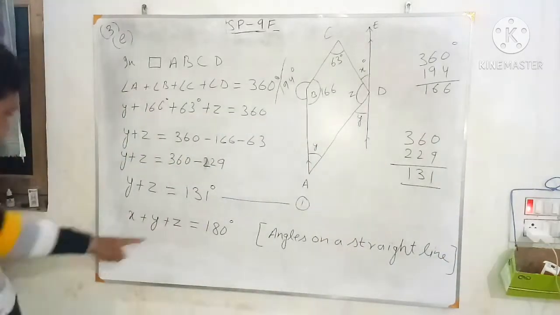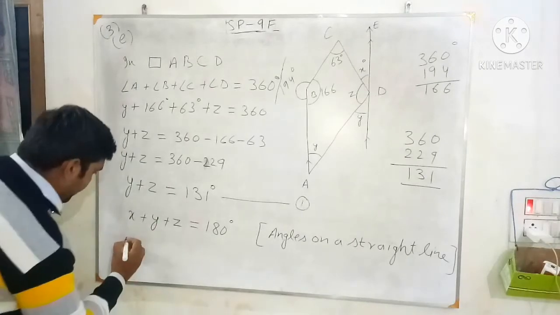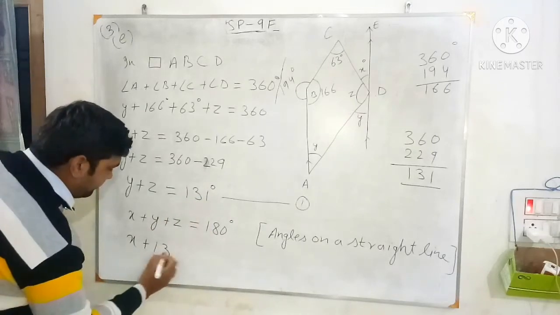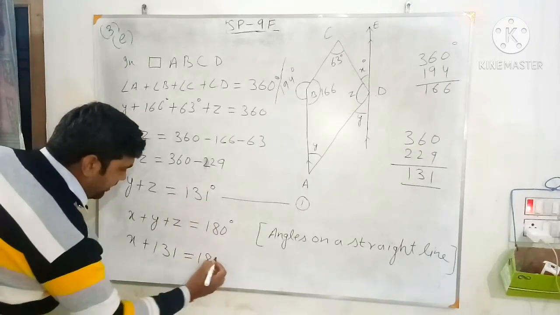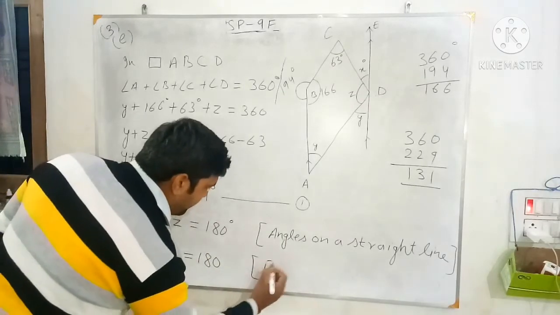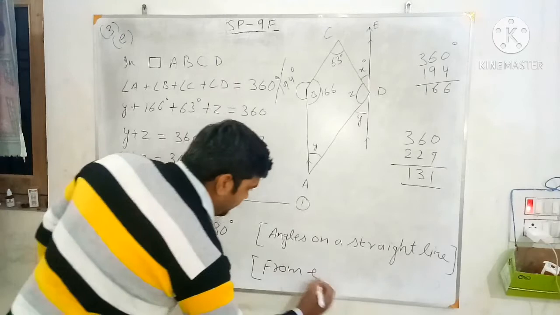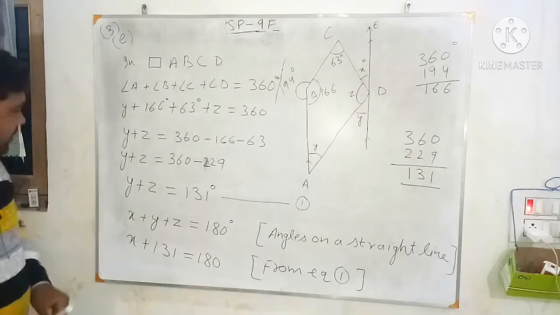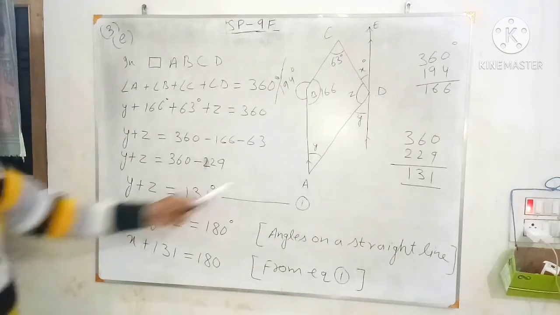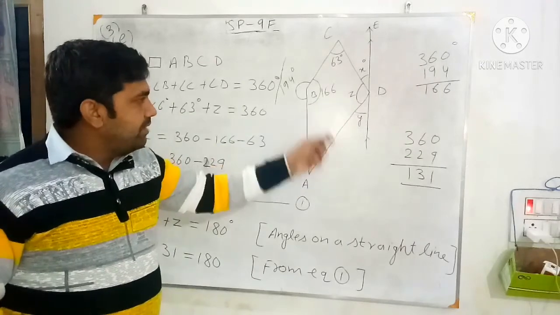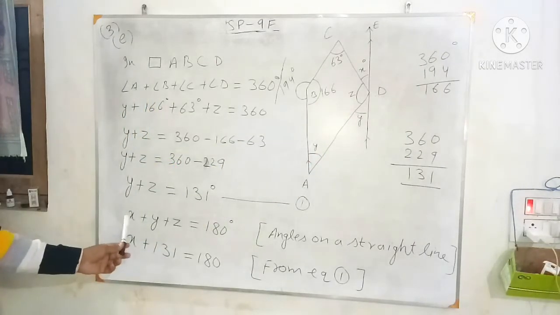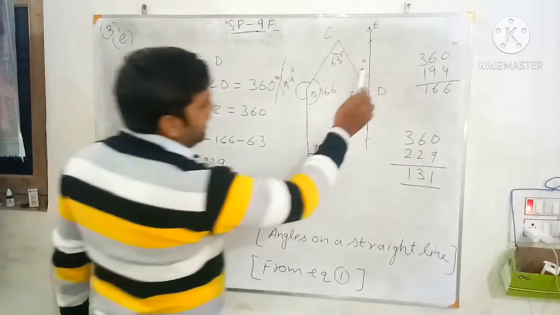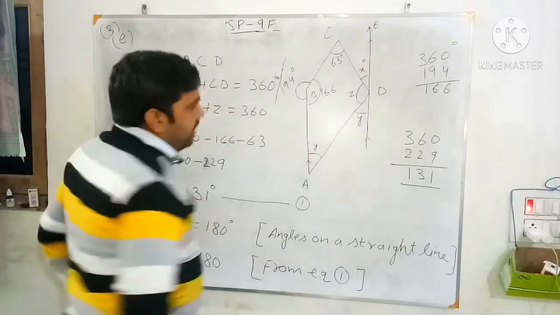Now the y plus z value from equation 1 is substituted here. Now x plus 131 is equals to 180. The reason you write is from equation 1. Since in equation 1 we have calculated the value of angle y plus z, we have substituted it here in x plus y plus z equals to 180 degree, because the sum of the angles on a straight line will be supplementary.